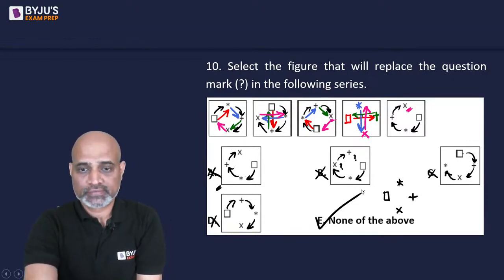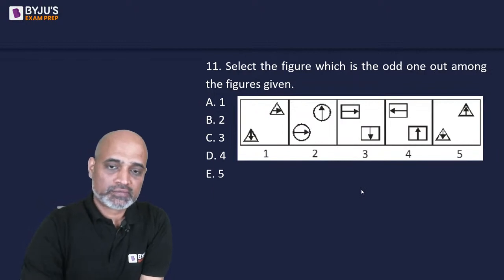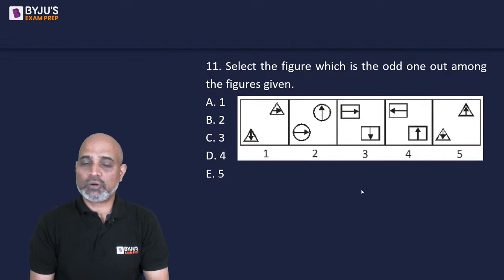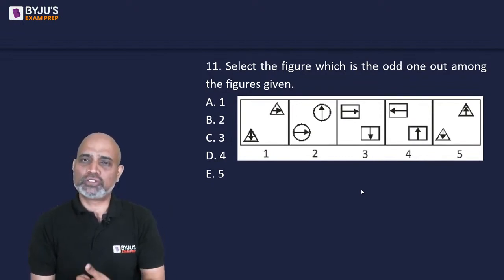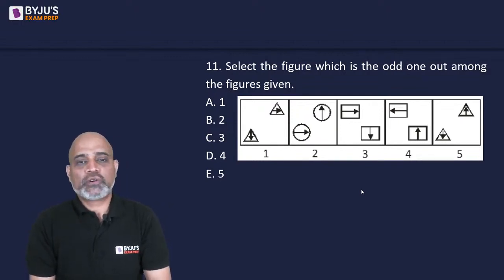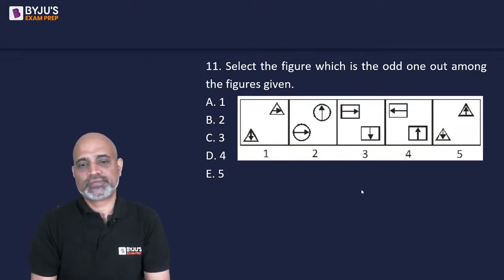Okay. Next one. So these questions are little complicated as compared to the previous two lectures we have done. Previous two तो बहुत ही simple थे, right? So select the figure which is the odd one out among the given figures. कौन सा different है?